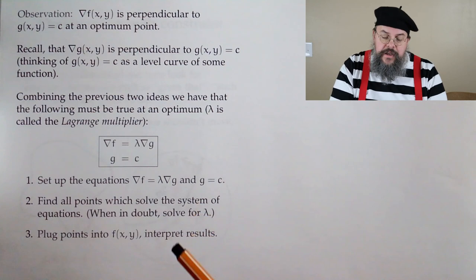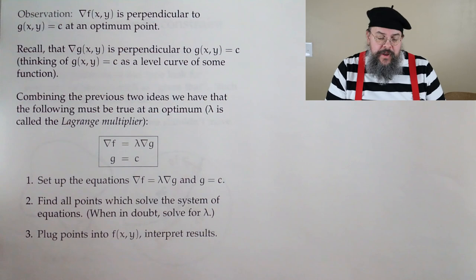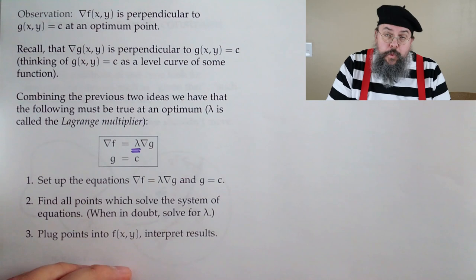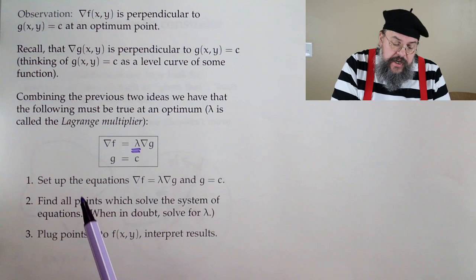Now notice, when we look at this system, we've introduced something new, and it's called lambda, this multiplier. In essence, we really don't care about lambda. Lambda is the least important thing. On a side note, it's called the Lagrange multiplier. We'll talk about Lagrange in a second here.